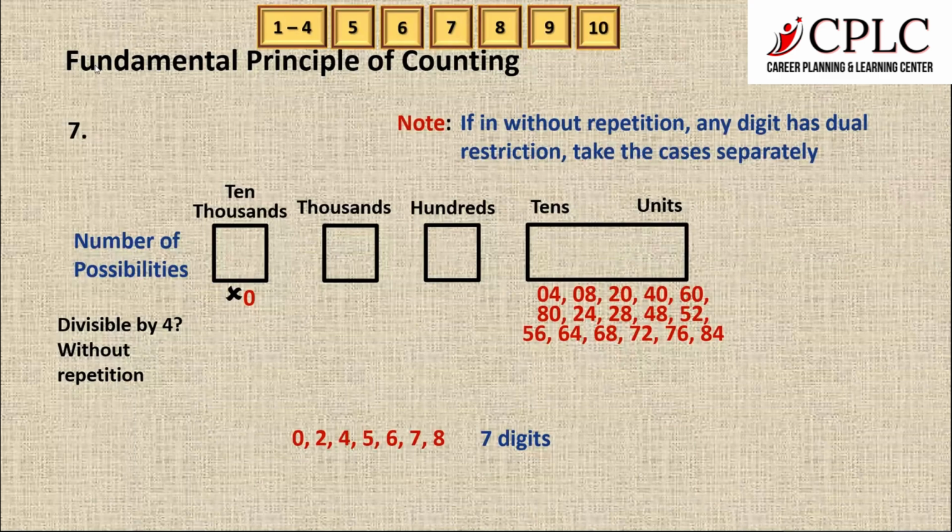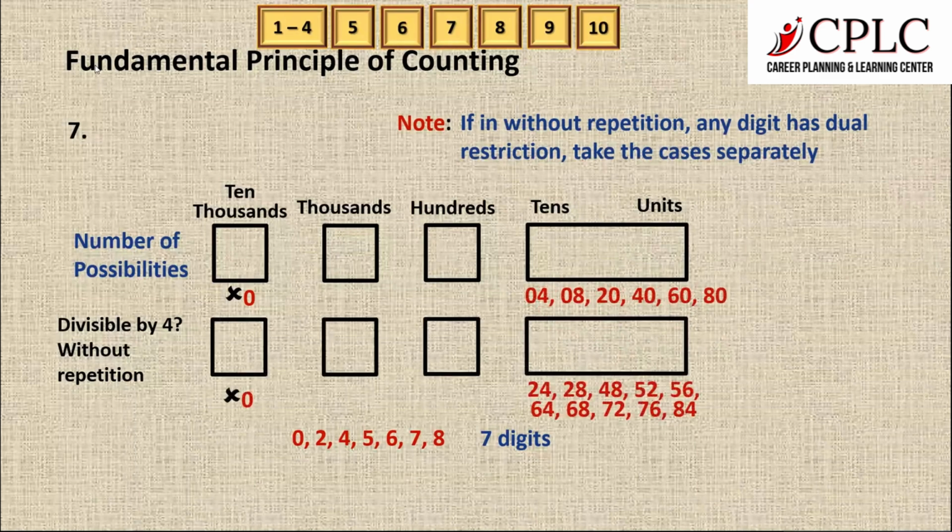0 can't come at the ten thousands place, and 0 can come at the last place, as in 04, 08, 20, 40, 60, 80. Hence it's a dual restriction. We will take the cases of all the 0 parts separately. Now let's put in the values.